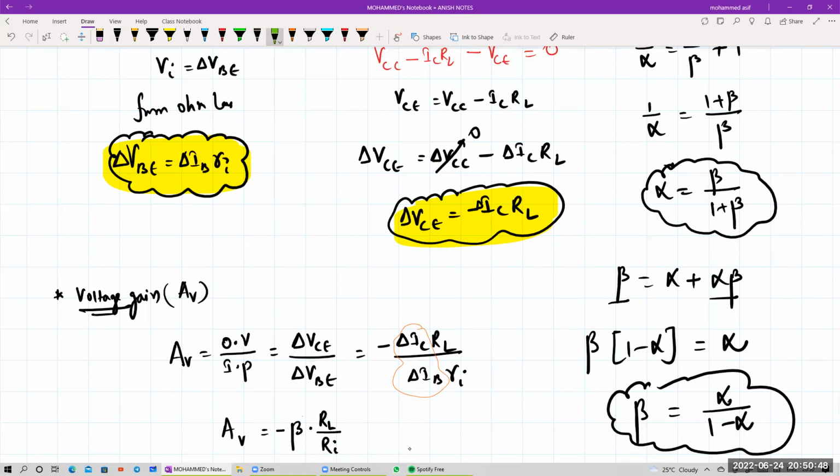Now see this one. Beta divided by RI is known as what? Transconductance.